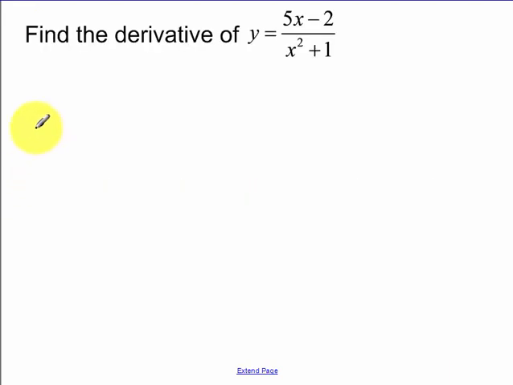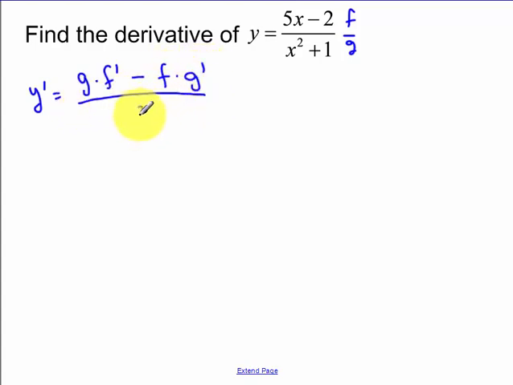Okay, so finding the derivative of this. If this is f and this is g, you might want to, the first few times, be writing it out. Low d high minus high d low, draw a line, square the below. And what might be helpful to you guys is over on the side, if you make a little note to yourself, f prime is equal to 5, g prime is equal to 2x. That's going to make your life actually a little bit easier.